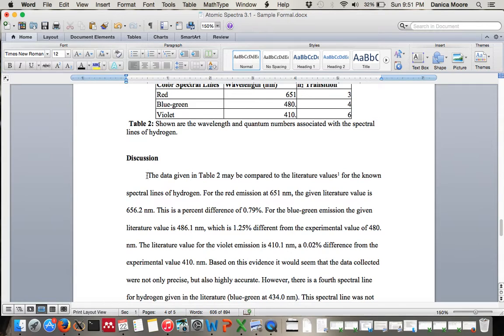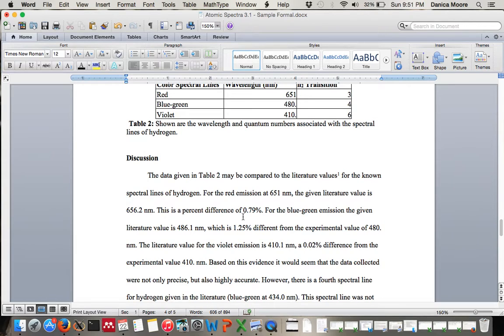So for the discussion, the data given in Table 2 may be compared to the literature values. Again, I'm going to cite this because it hasn't been a while since I talked about it. For the known spectral lines of hydrogen, for the red emission at 651 nanometers, the literature value is 656.2 nanometers. This is a percent difference of 0.79%.